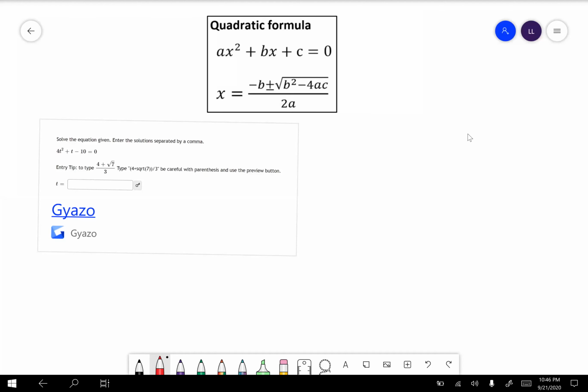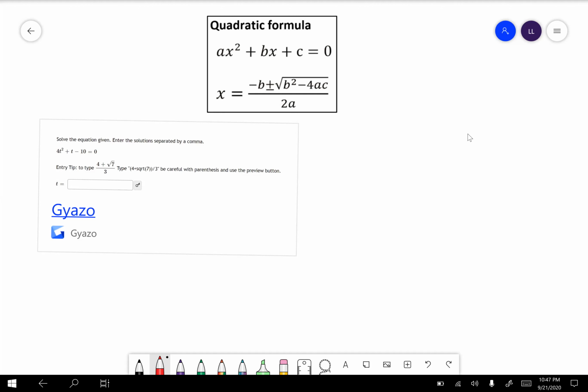Hi everybody, in this video we're going to learn how to solve quadratic equations using the quadratic formula. We've already learned how to solve a quadratic function using the graph. Now you're going to learn two more ways to do it: the quadratic formula and completing the square. The quadratic formula is what we're doing in this video, and completing the square is what we have done in another video.